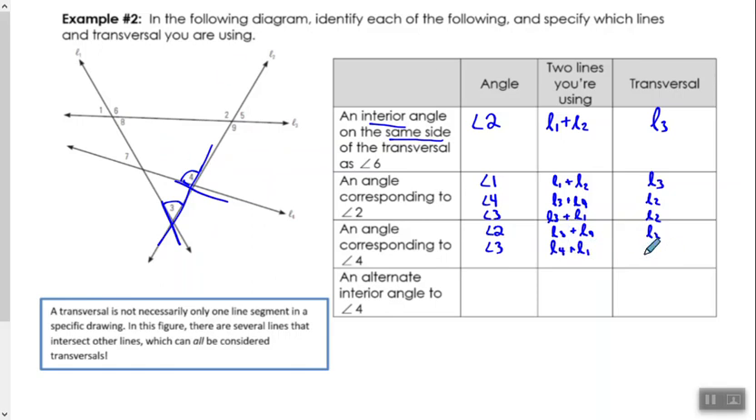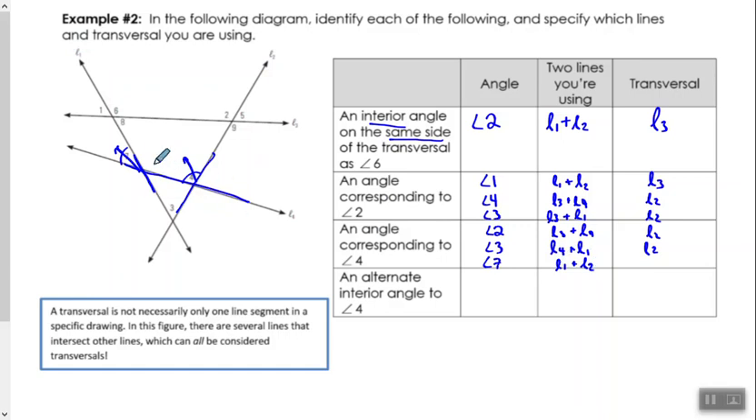With line 2 as my transversal. And let's see if there's one more. So taking a look, this is my transversal. Here I have 2 lines. So 4 is top left, and 7 is top left here in this intersection. So top left, top left. So angle 7 is also corresponding to angle 4, and that's when line 1 and line 2 are my lines.